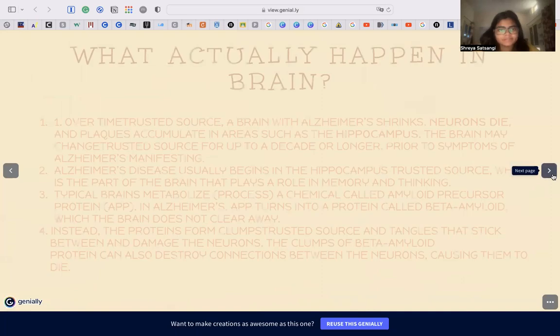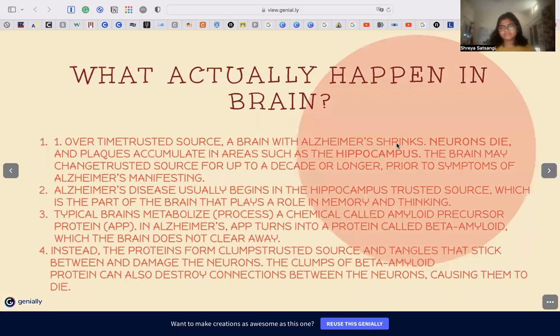Now, what actually happens in the brain when Alzheimer's occurs? What we know till now is that neurons basically die in Alzheimer's, and most of them in the hippocampus. And as we know, the hippocampus is very important for memory. Because most of the neurons die from the hippocampus, memory is affected, and the person forgets things easily.